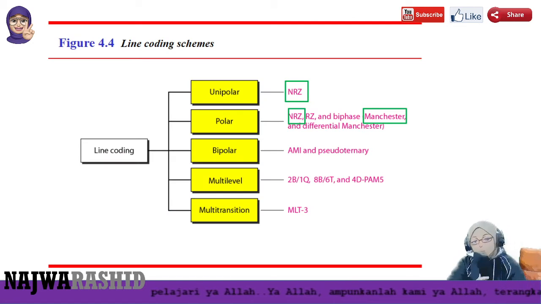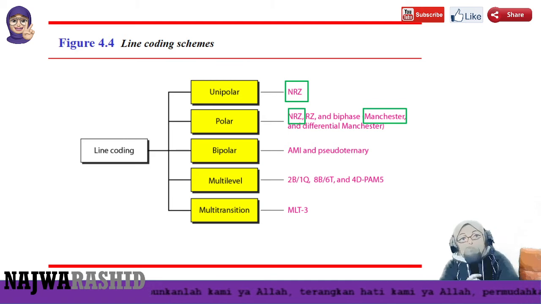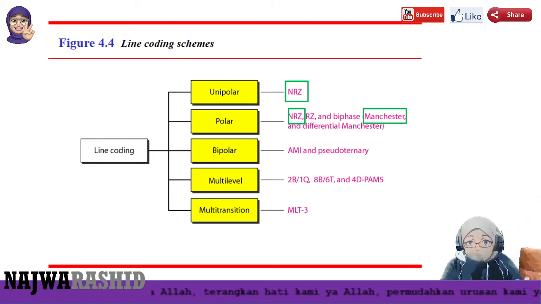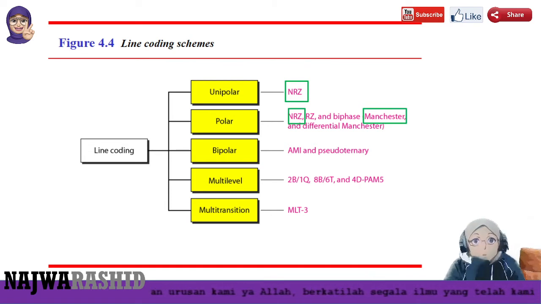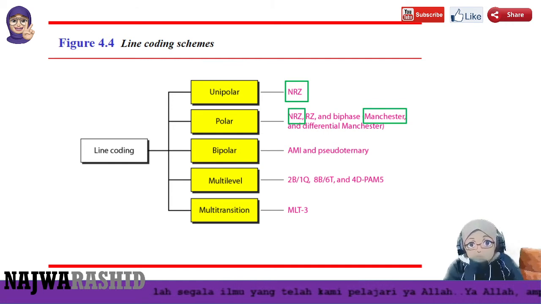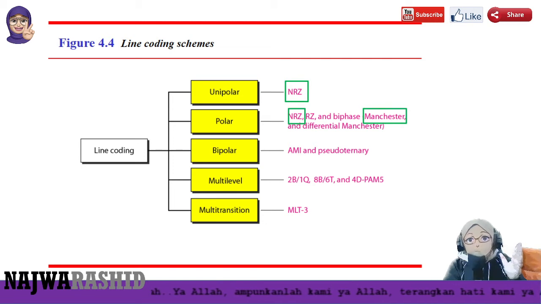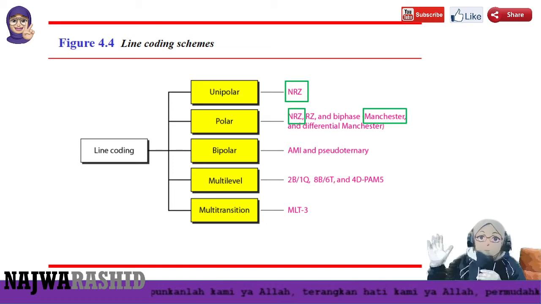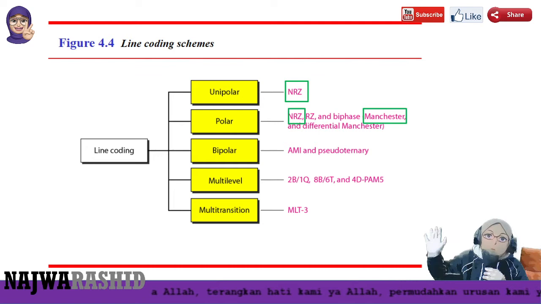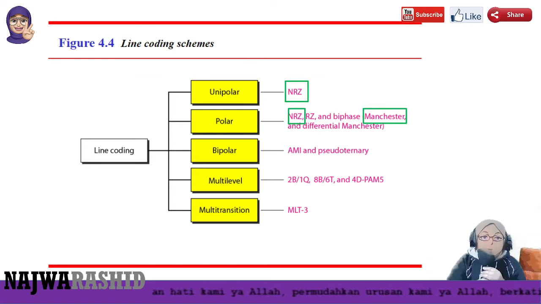Okay, the next part we discuss is line coding. The line coding scheme is the technique that we can use in order to do conversion. We have a total of 5: unipolar, polar, bipolar, multi-level, and multi-transition. But we only discuss the unipolar and polar schemes. Those schemes are under the line coding technique.